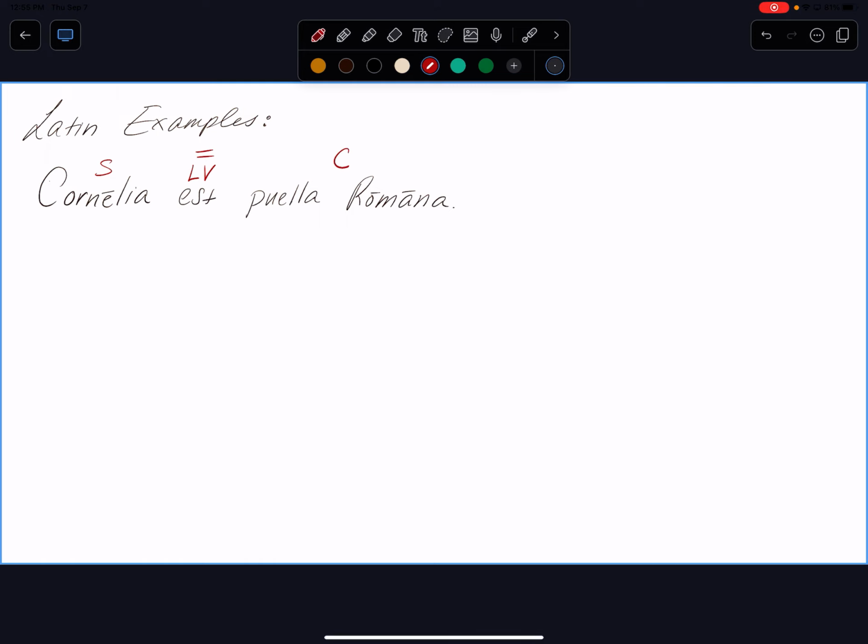Okay. So translation, who's got the translation? Cornelia is a Roman girl. Good. Okay, so just write the translation underneath. When we do stories, don't write it underneath, but for note purposes, you can write it underneath.